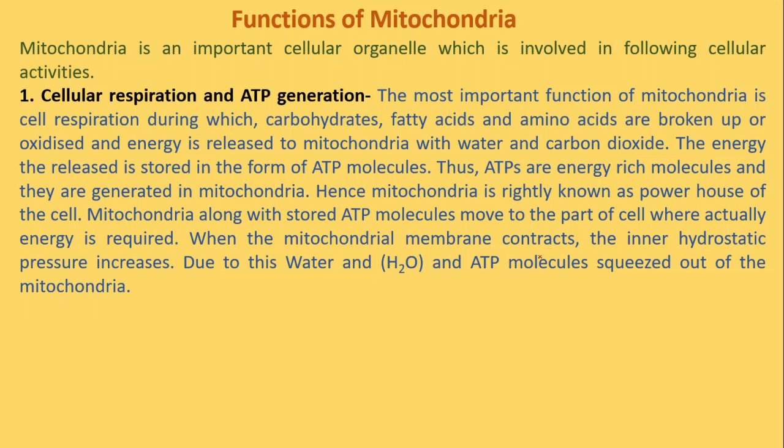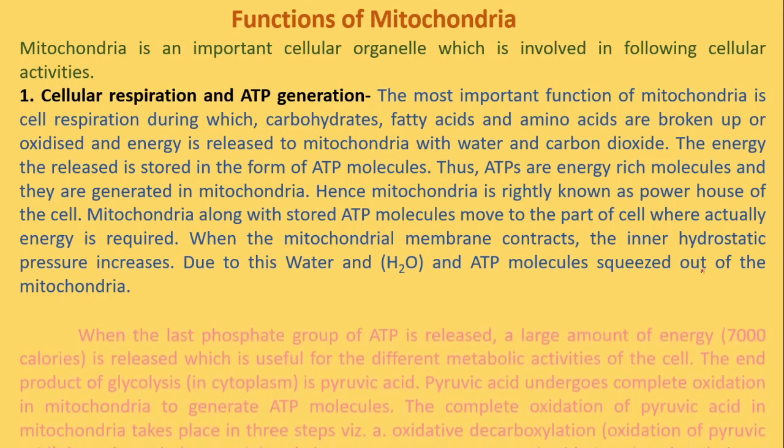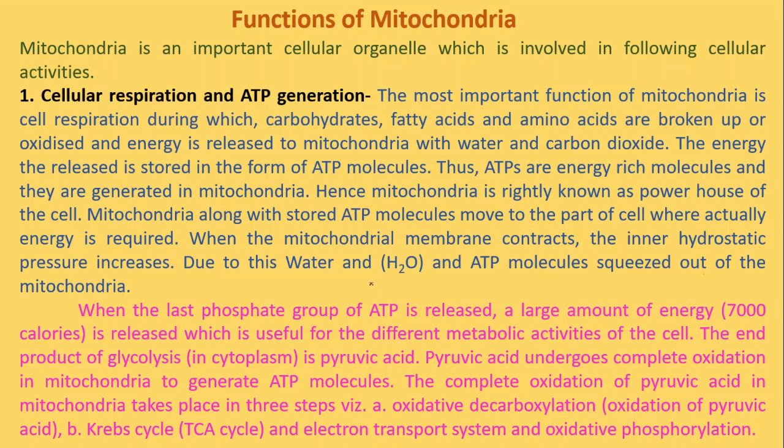When the mitochondrial membrane contracts, the inner hydrostatic pressure increases, and due to this water and ATP molecules are squeezed out of the mitochondria, and they are provided for the different types of metabolic processes. Now when the last phosphate group of ATP is released, a large amount of energy, that is 7,000 calories, is released, which is useful for the different metabolic activities of the cell.